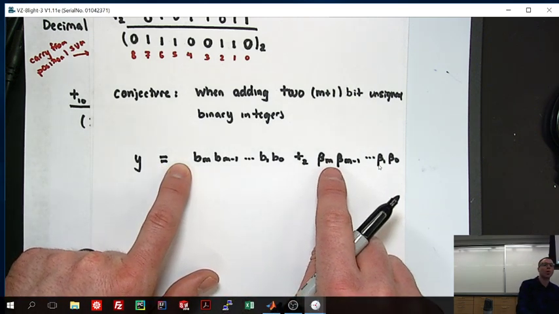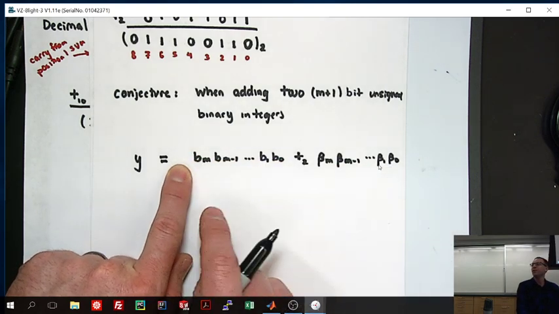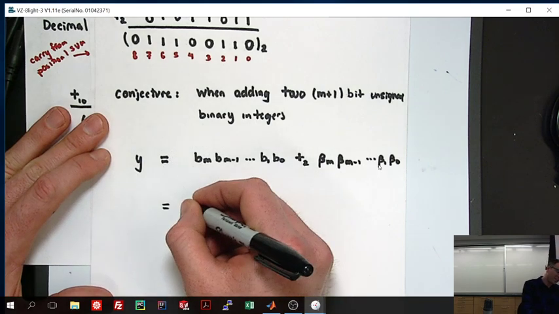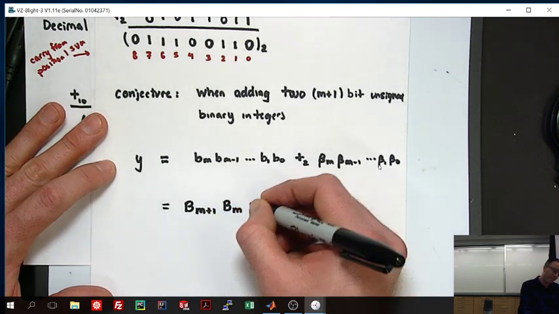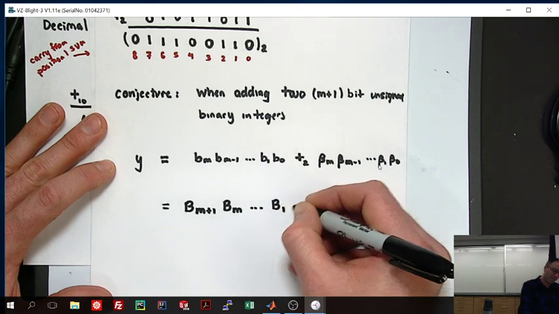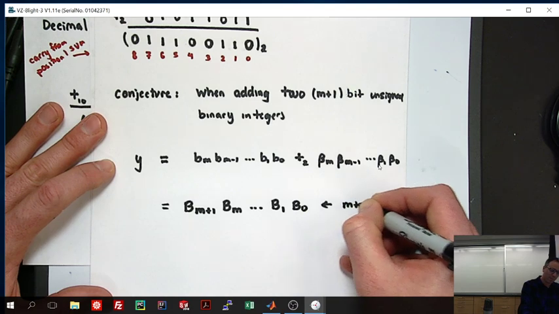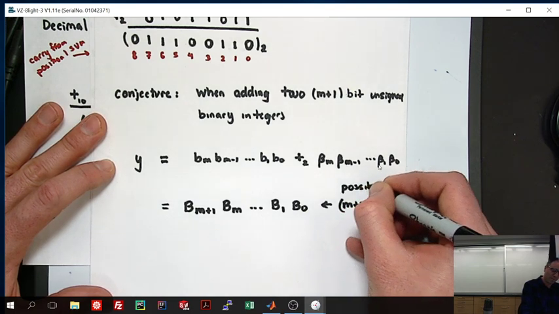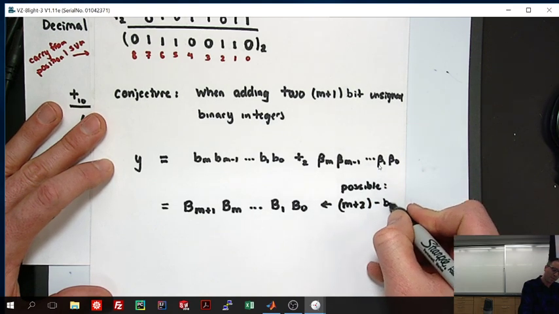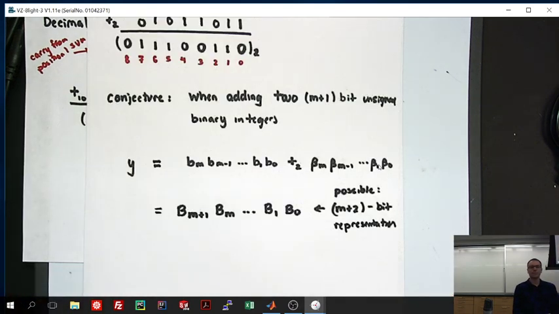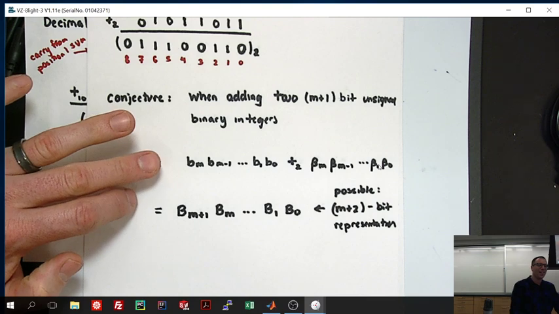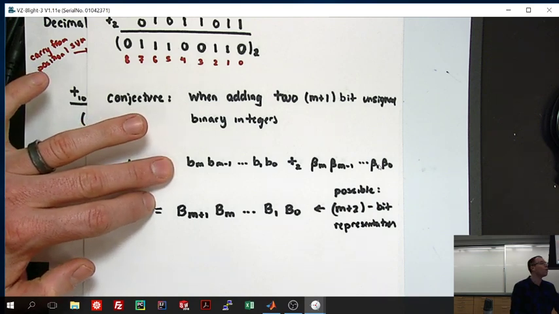Let's pretend for a moment that this was 1111111 and this one was 1, 1, 1, 1, 1. Then the sum could possibly have an m plus 2 bit representation, right? Which means if I'm capturing data in a data class, when might overflow happen?